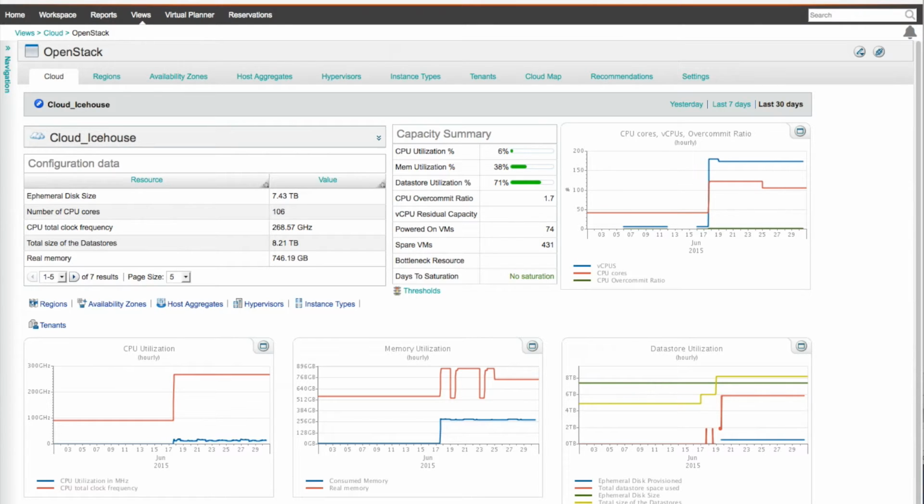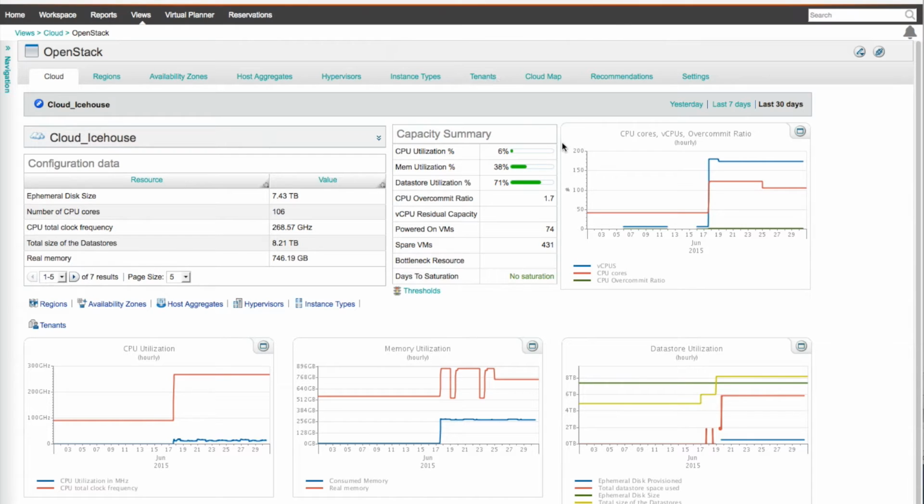As with other best practice views, the OpenStack view is structured in different pages, which provide visibility at different levels of the cloud, such as regions, availability zones, and host aggregates. Visibility of capacity at instance type and tenant level is also provided.